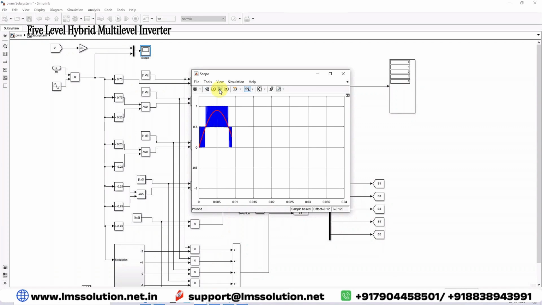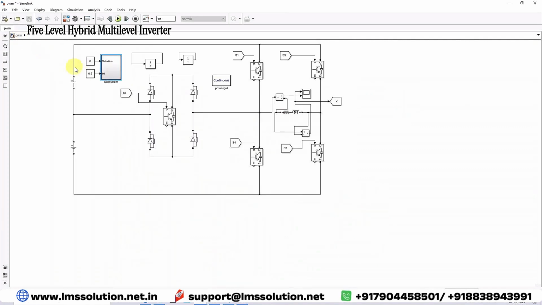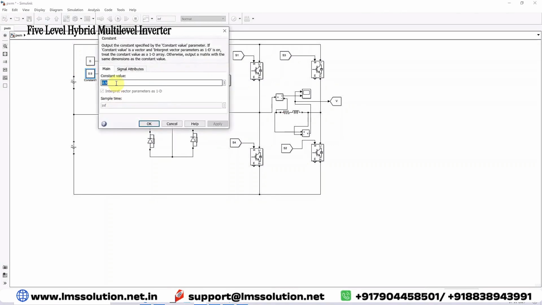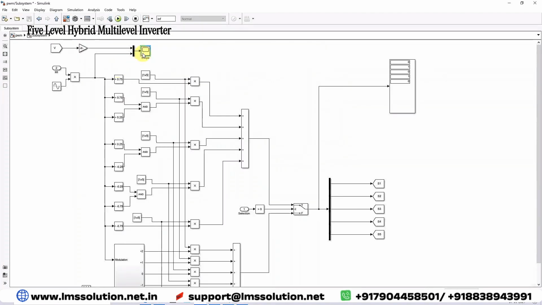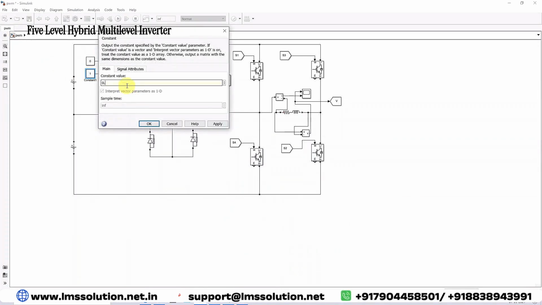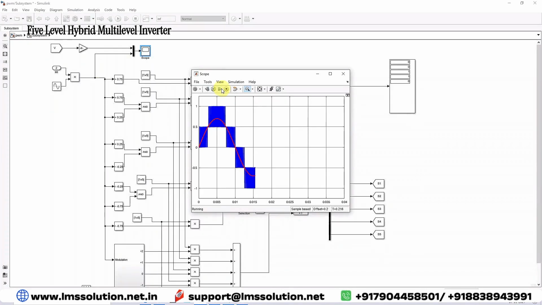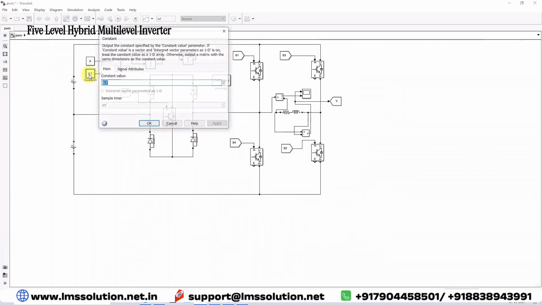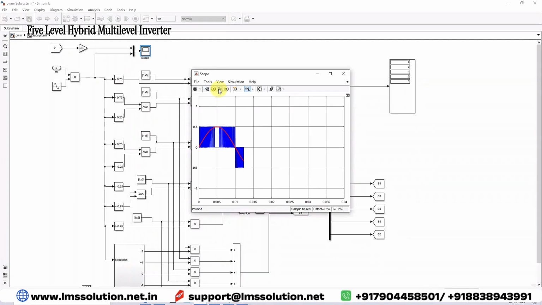Suppose I change the modulation index. Here you can see the modulation index. I kept it at 0.9. I'm going to change that value to 1. What will happen to the levels? You can see the difference when the modulation index goes to 1. Now I'm going to change the modulation index to 0.7. Let's check that. With 0.7 also, the number of levels is equal to 5. Now I change the modulation index to 0.5. See that with the modulation index equal to 0.5, the levels change to 3.